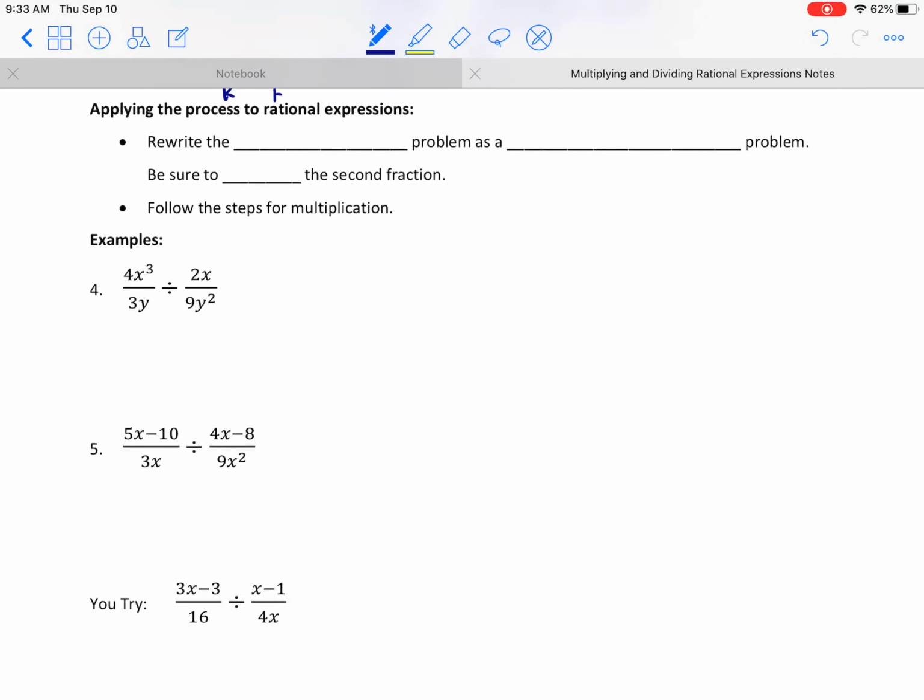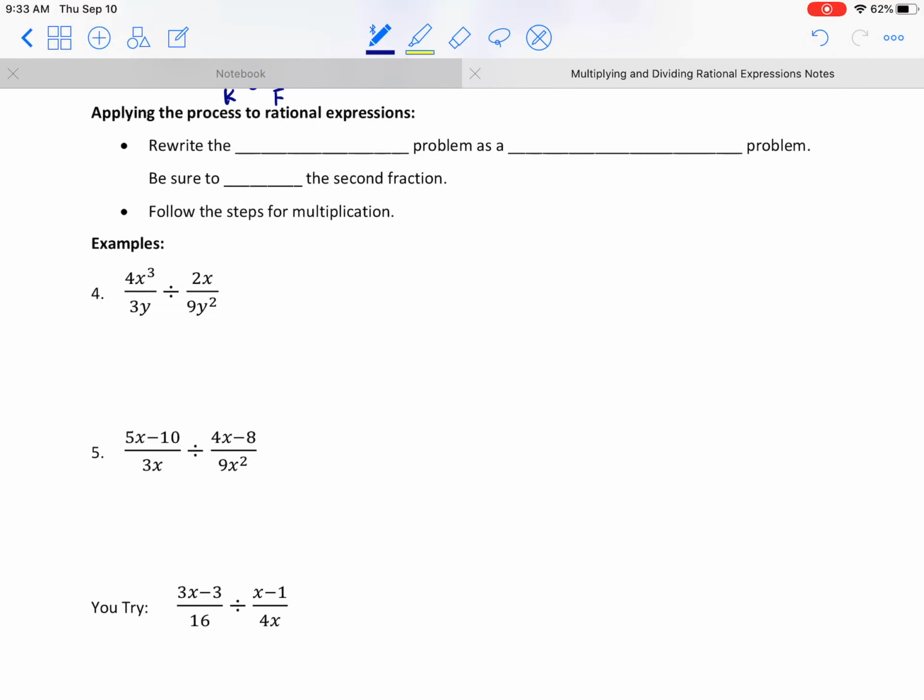So what we are going to do is the same thing we did on the front. We just need to rewrite our division problem as a multiplication problem. Rewrite our division as multiplication. What we need to make sure of is that we flip that second fraction, okay? And then we follow the same steps that we talked about on the front. So again, this we're going to keep, this we're going to change, this we're going to flip.